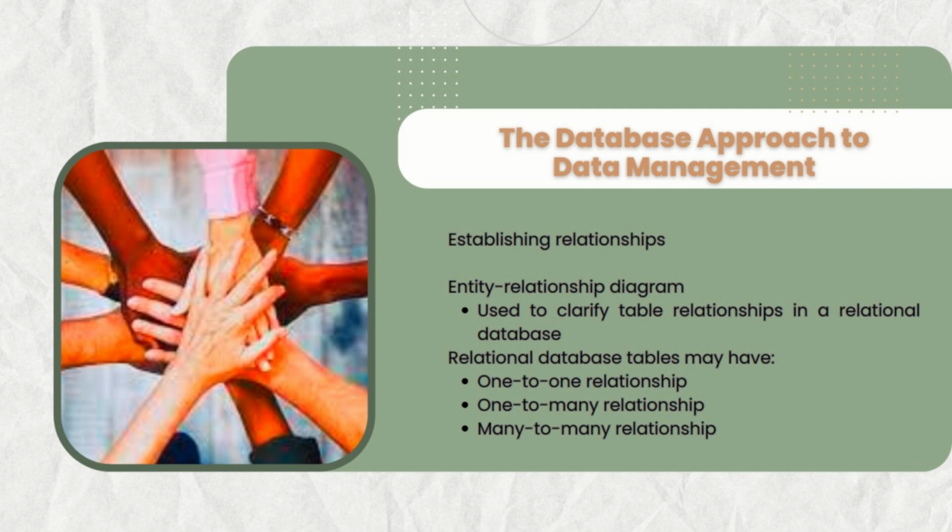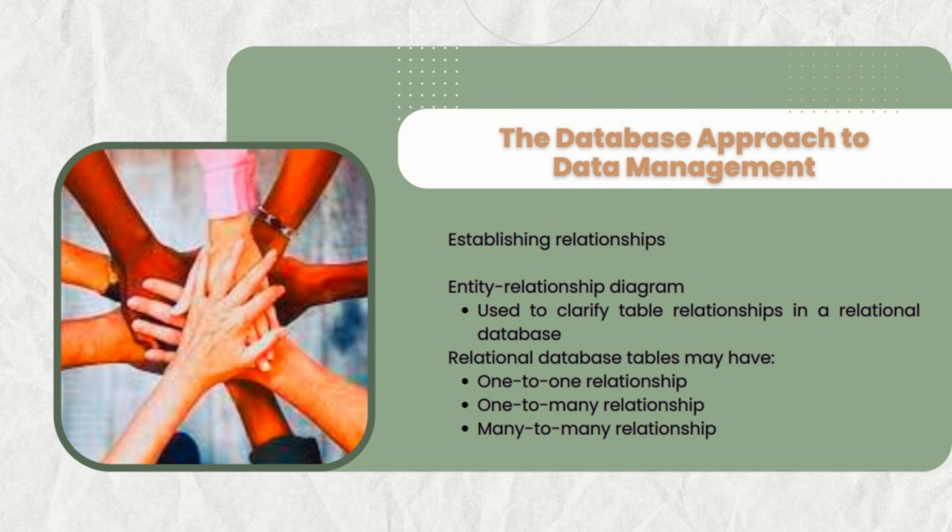only one driver's license. In a one-to-many relationship, each record in Table A can be associated with multiple records in Table B, but each record in Table B is associated with only one record in Table A. For example, a department table may have a one-to-many relationship with an employee table, where each department can have multiple employees, but each employee belongs to only one department.